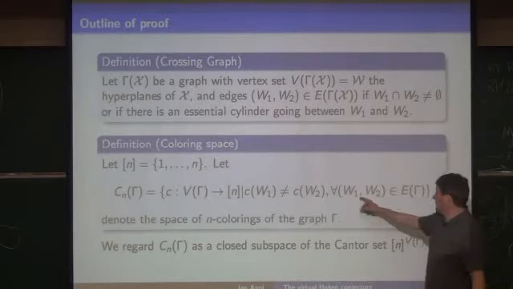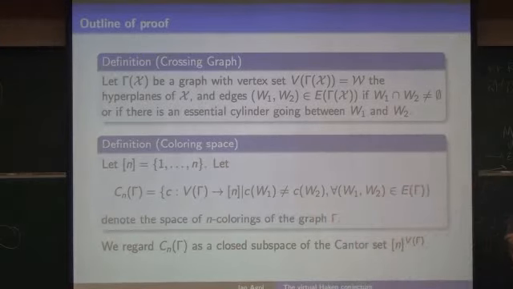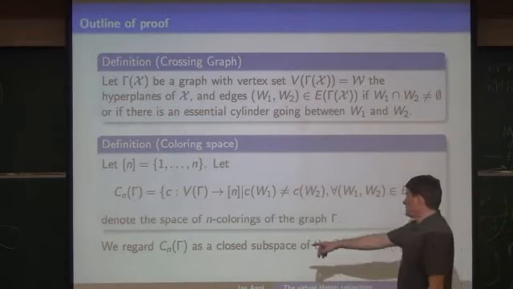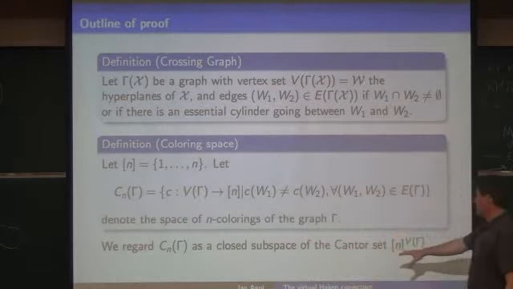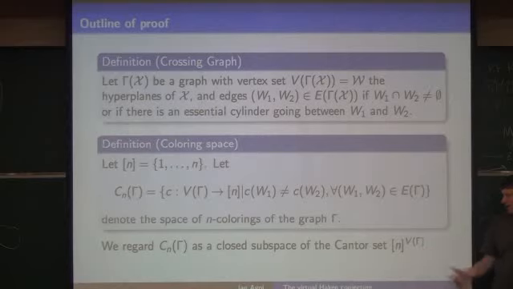So for all pairs of adjacent vertices in the graph, the colors have to be distinct. Or if you have two walls that are crossing each other, they have to have different colors, in other words. So I regard Cn of gamma as a closed subspace of this Cantor set, just the set of all colorings of the vertices. n to the V of gamma is just an infinite product of n point sets. Tychonoff's theorem says that's compact. It's just a Cantor set, it's totally disconnected. So I can regard Cn of gamma as a subset of that Cantor set.